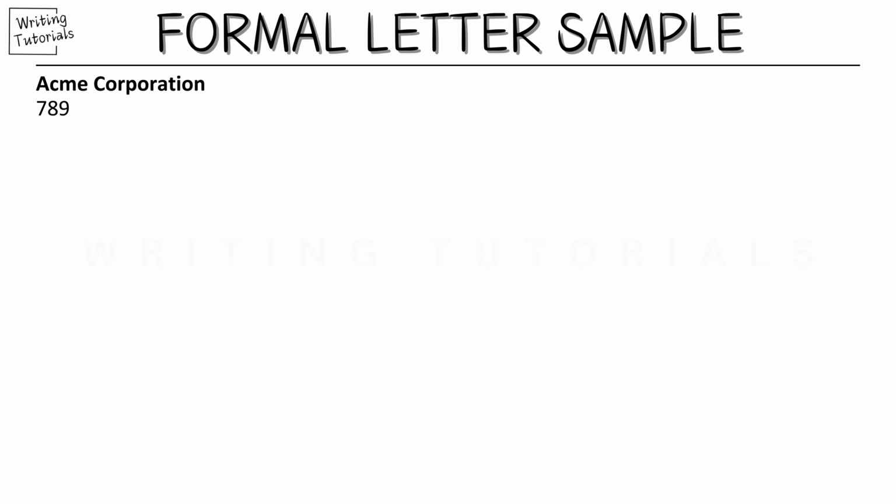Letterhead or sender's address. Let's start at the top with the sender's information. In a formal letter, you should include the company or sender's name and address at the very beginning. For instance, here, we have Acme Corporation followed by its address, 789 Business Avenue, Suite 100, San Francisco, California, 94104.